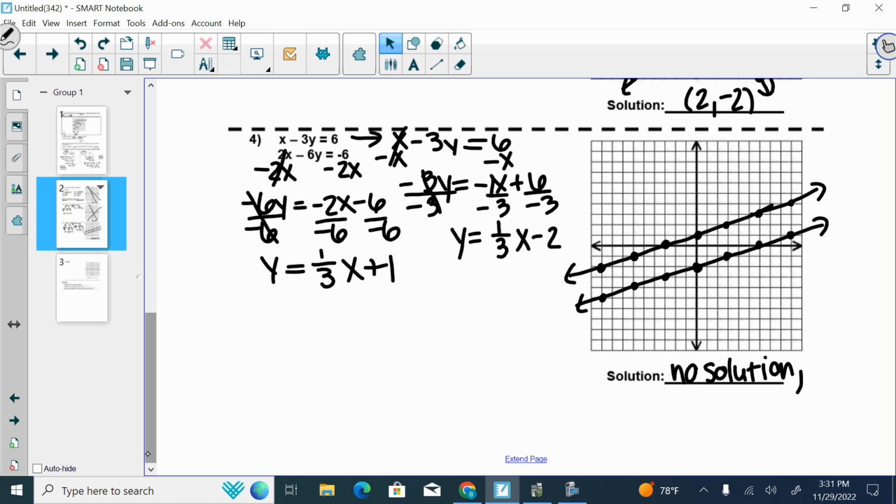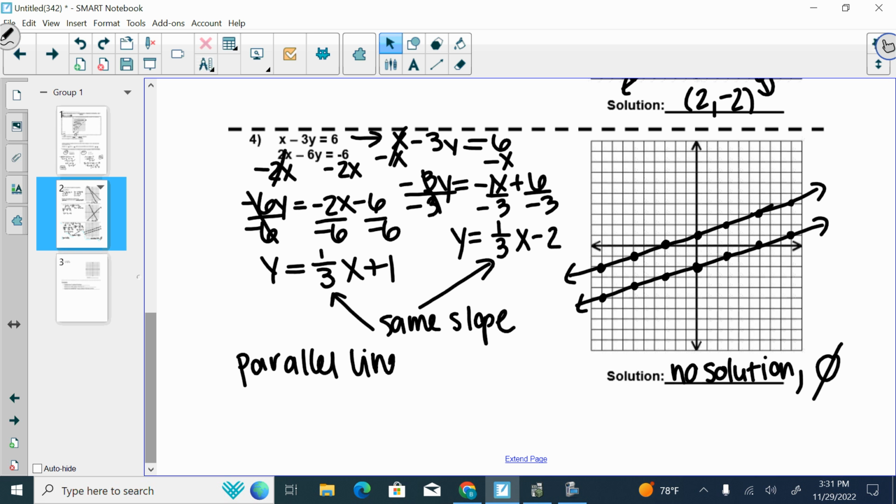Remember that there's a symbol for no solution. It's that 0 with the line through it. You can use that as well. So we'll know that this is going to happen in cases like this where your slope is the same. So anytime you have the same slope, this is going to happen. Okay? Because we know that parallel lines never intersect.